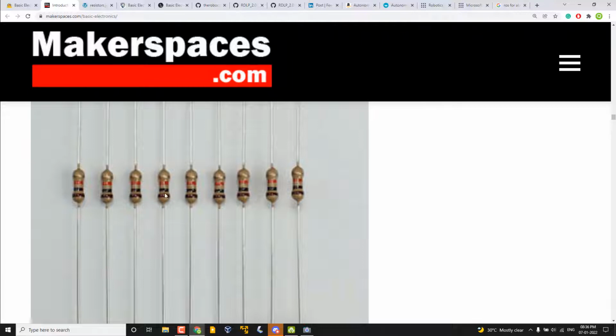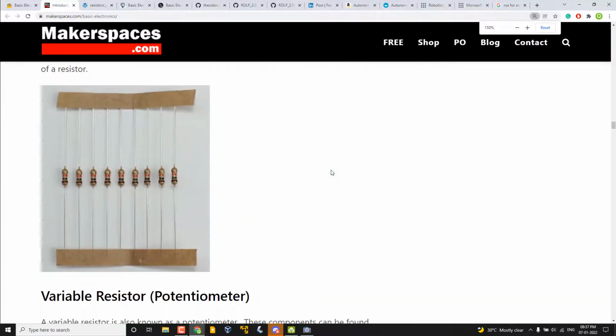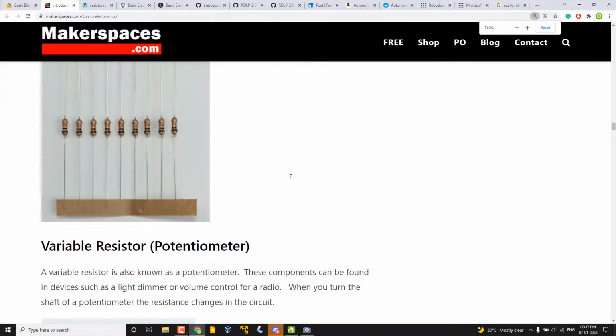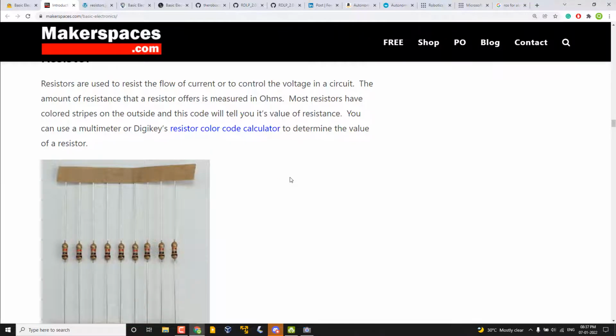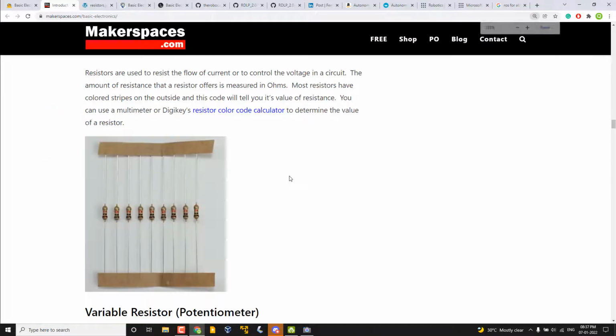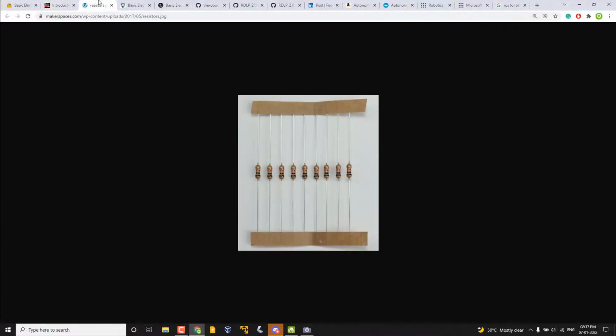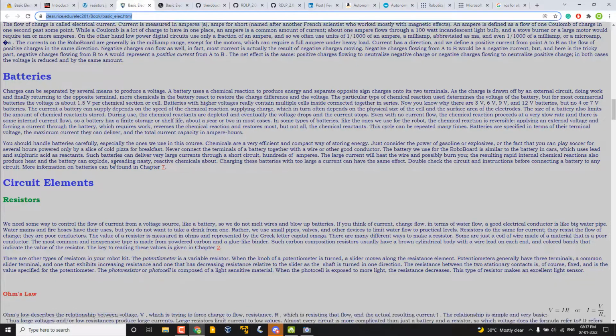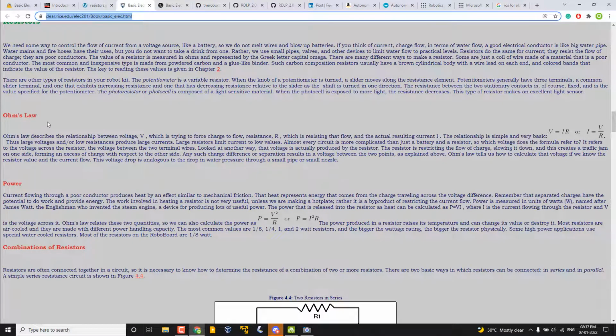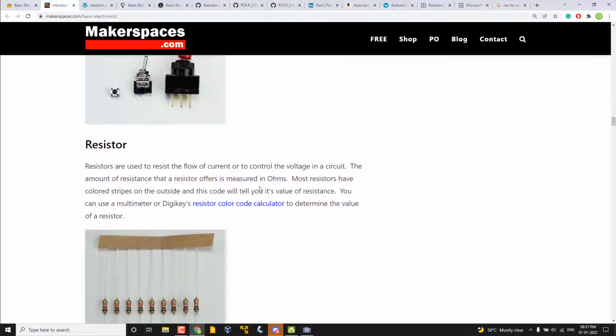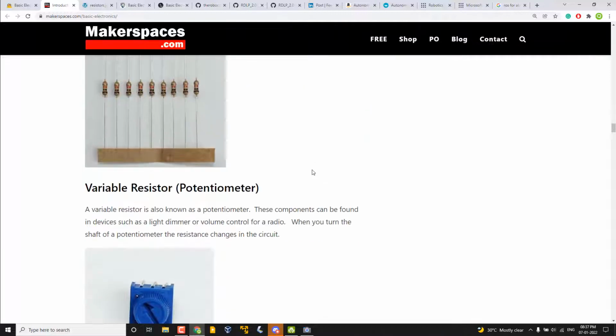You can see there is a red. Based on this color coding, you can compute its resistance. Resistance is the capacity to resist the current, and its unit is ohm. You may have heard about Ohm's law, which describes the relationship between voltage, current, and resistance. We will see that; we can just go through the components first.